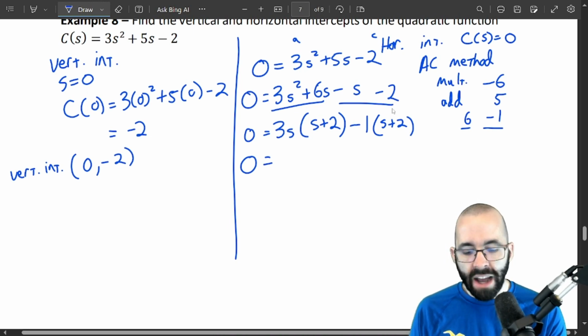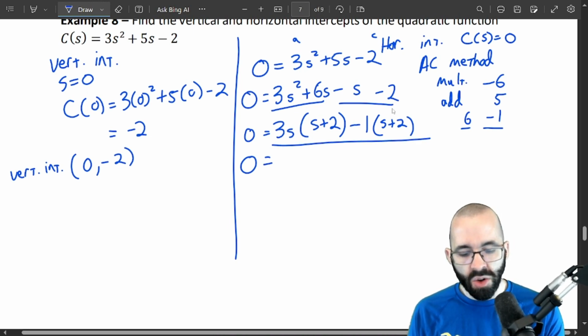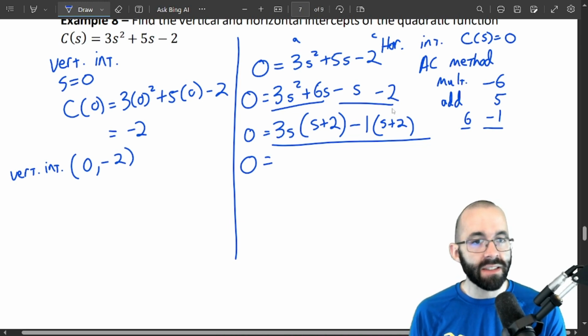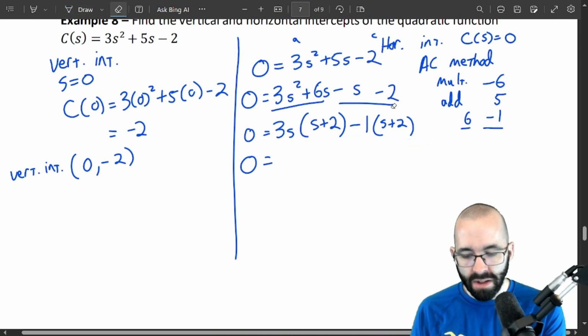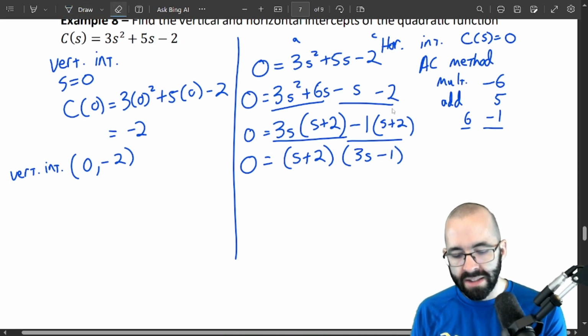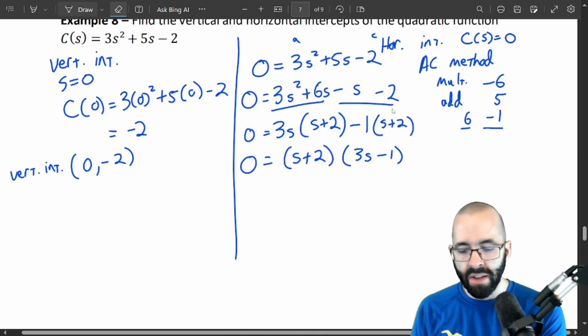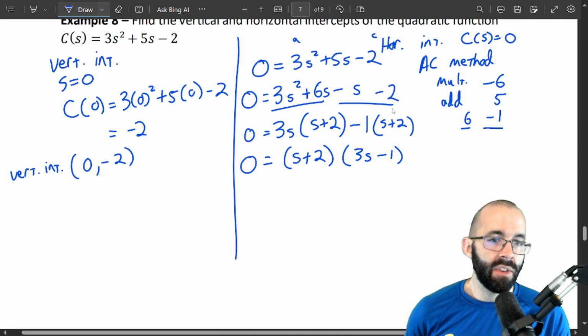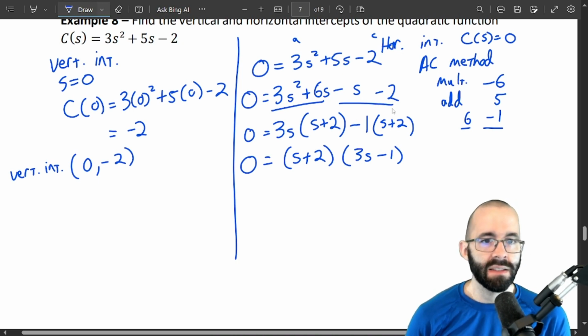Because now we factor out, right? We look at this whole thing now. The first term has an s plus 2, and the second term has an s plus 2. So we take out an s plus 2 from both of them. What are we left with from this guy? Just 3s. What are we left with from this guy? A minus 1. That's how we factor it. That's the AC method in a nutshell. There are other methods of factoring these trinomials with a leading coefficient that's not 1. This is my preferred method. It takes a little longer, but it's pretty easy once you get it.